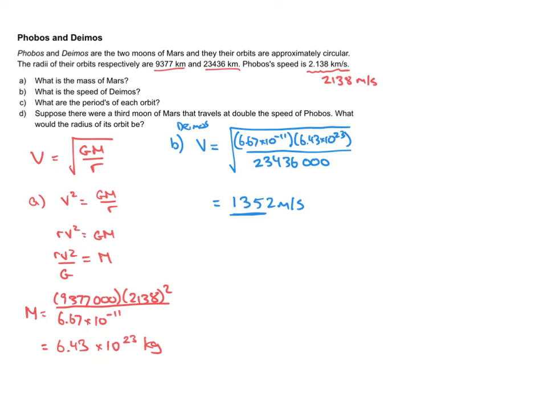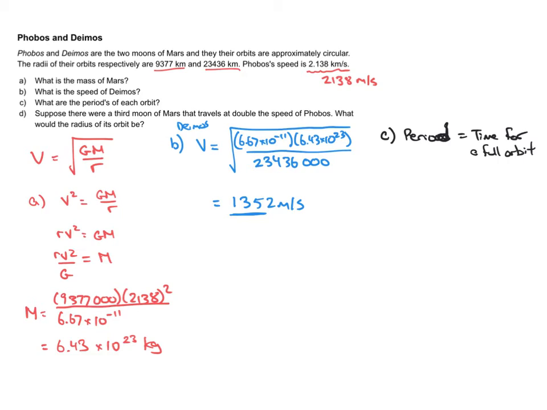Okay. C. What are the periods of each orbit? So period means the time for one full revolution. That's what period means. I'll say a full orbit. Less letters to write there.